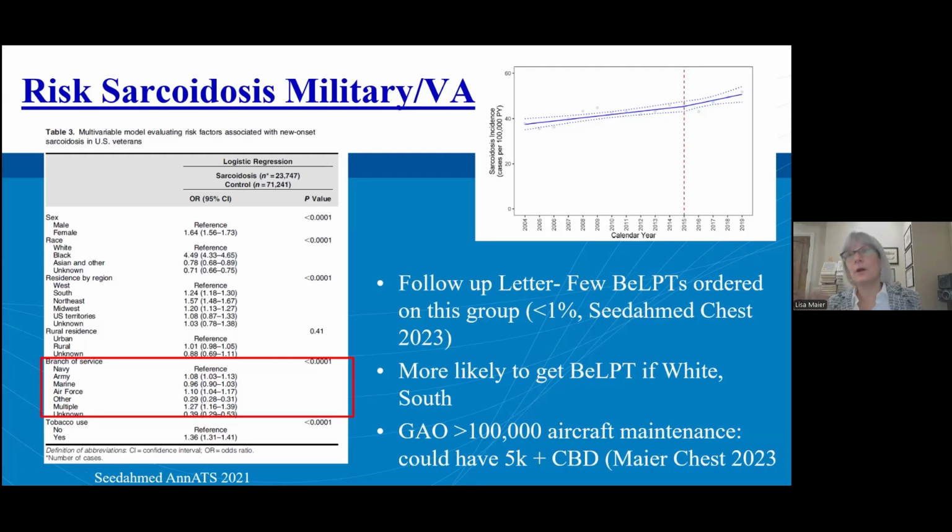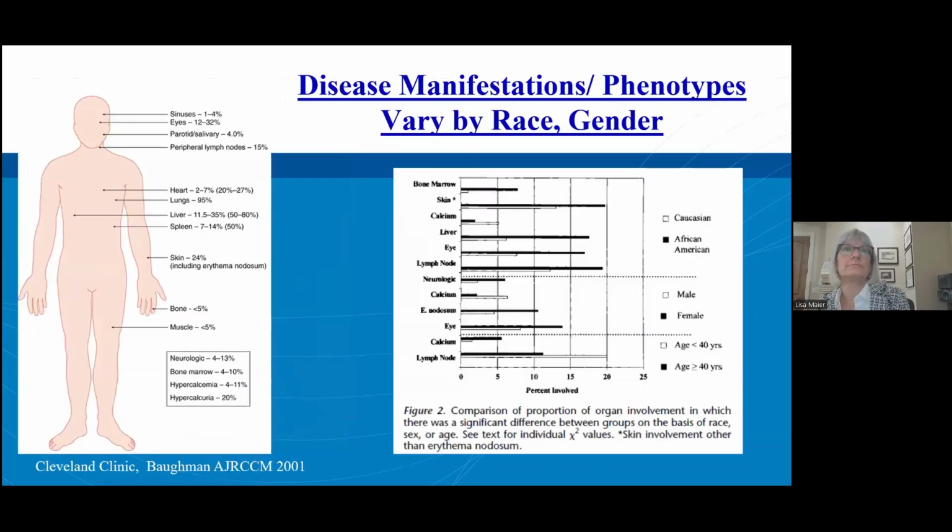Regardless, I think it's important when you see folks to make sure that they're aware of the PACT Act that actually does provide sarcoidosis as a covered entity at this time, especially for those folks that have been in post 9/11 deployment. Now, I mentioned before that we see differences in disease by race and gender.